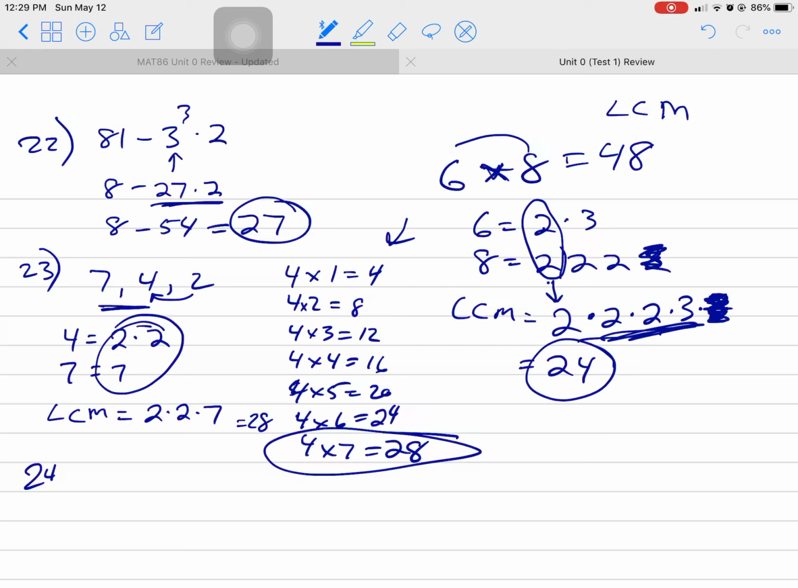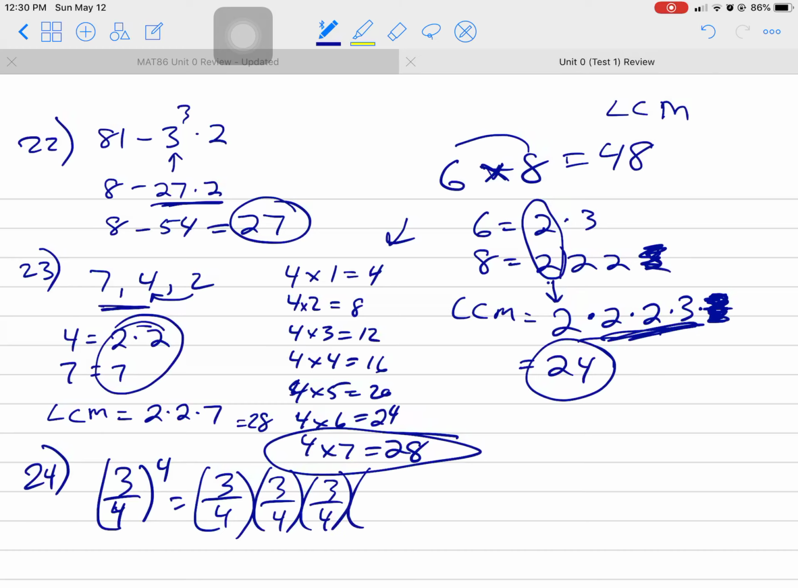24. 3 over 4 to the 4th power. That is the same as 3 to the 4th times 3 to the 4th times 3 to the 4th times 3 to the 4th. You don't have to do it that way if you don't want. What is 3 to the 4th power? 3 times 3 is 9. 3 times 3 is 9. 9 times 9 is 81.